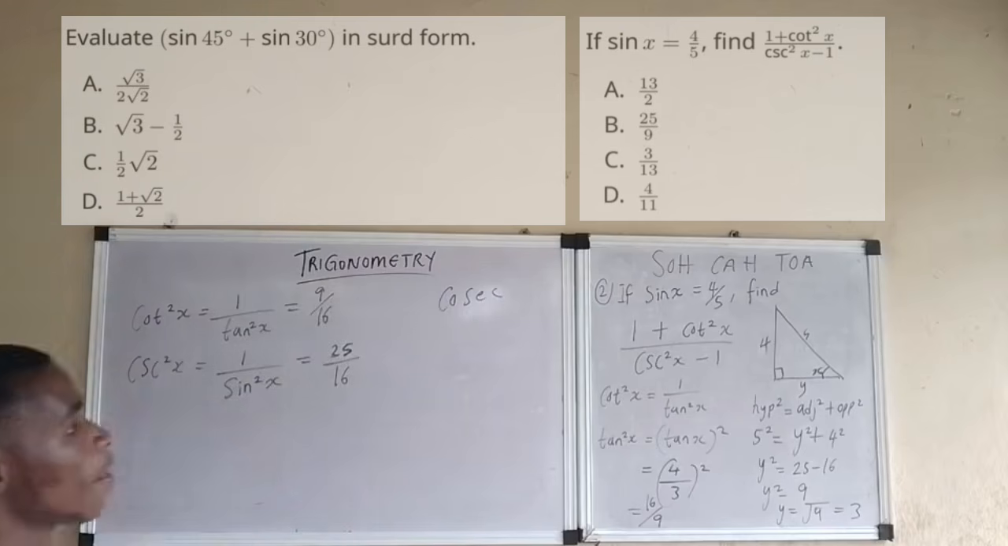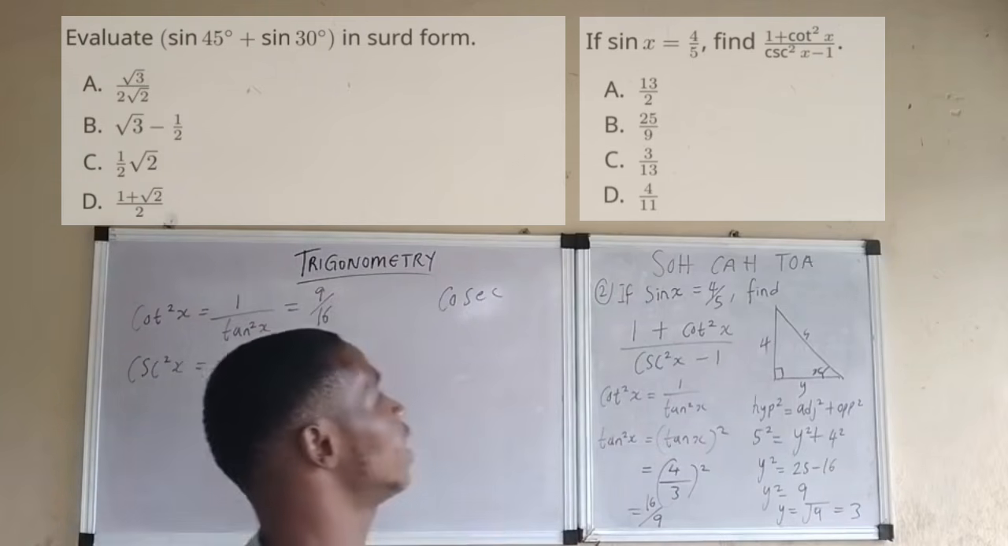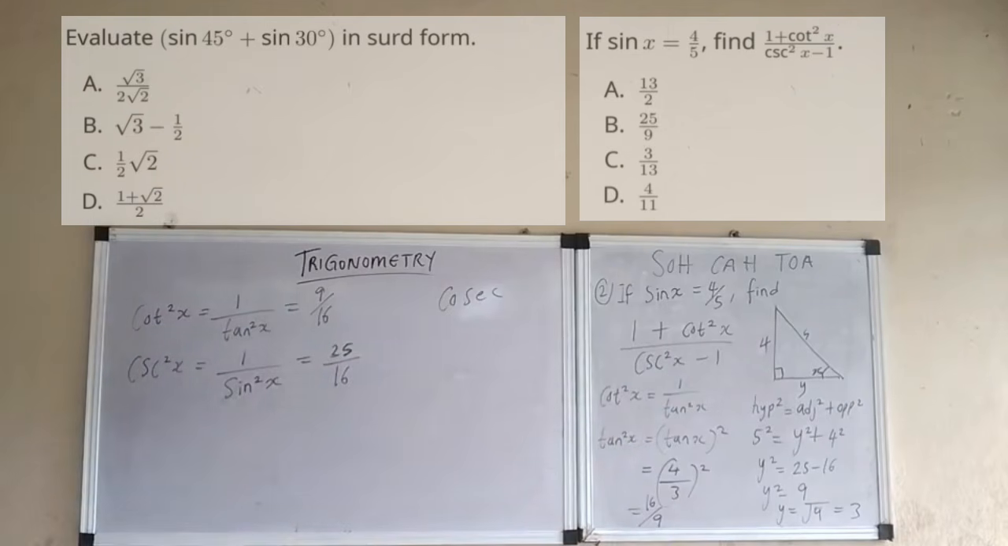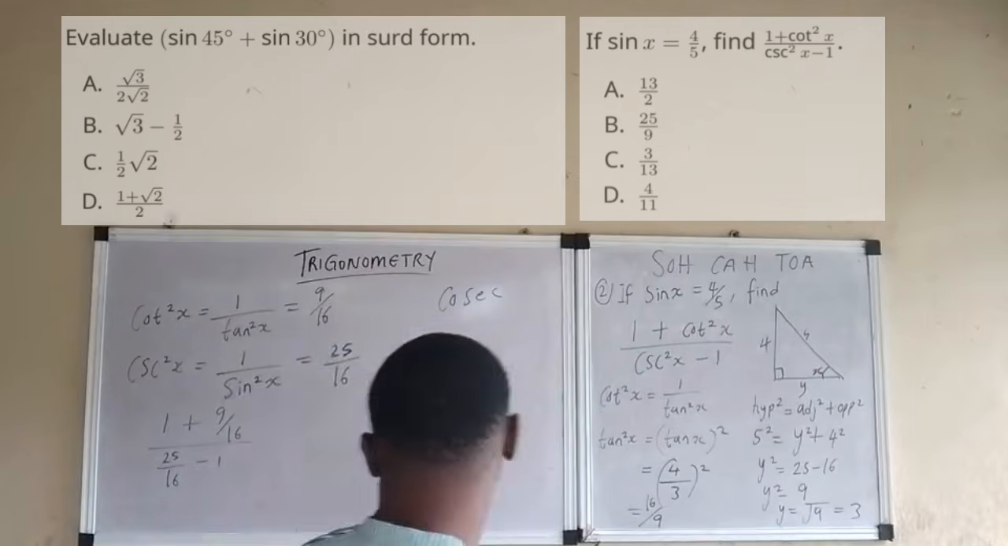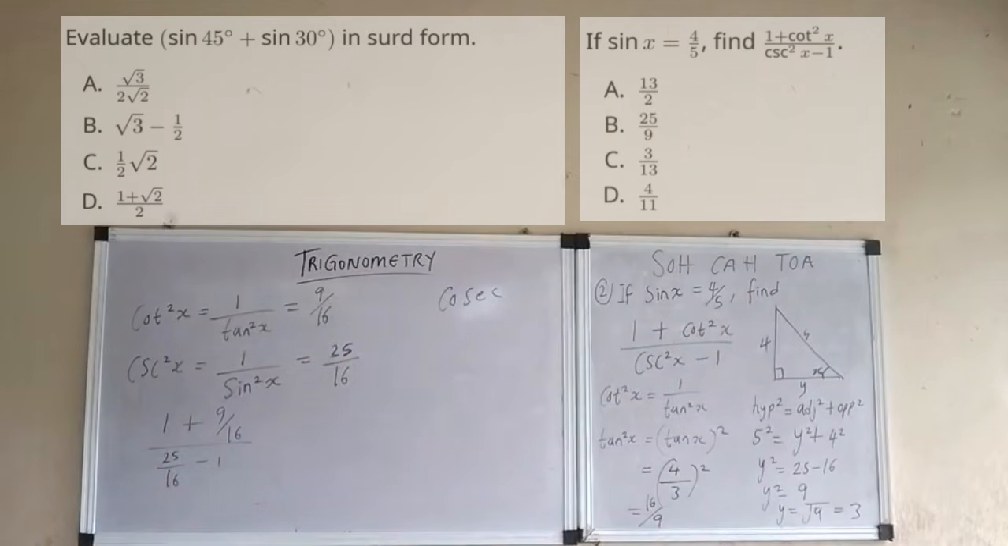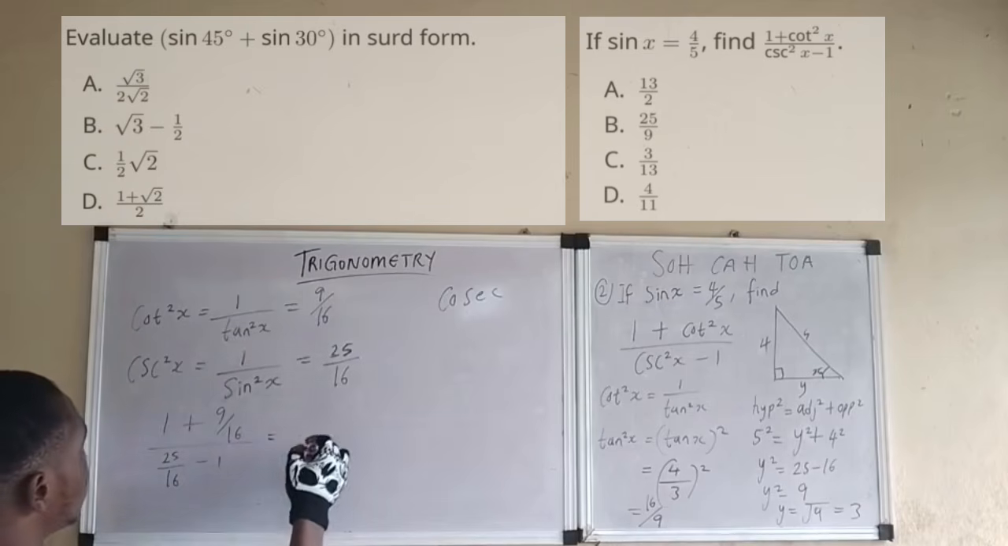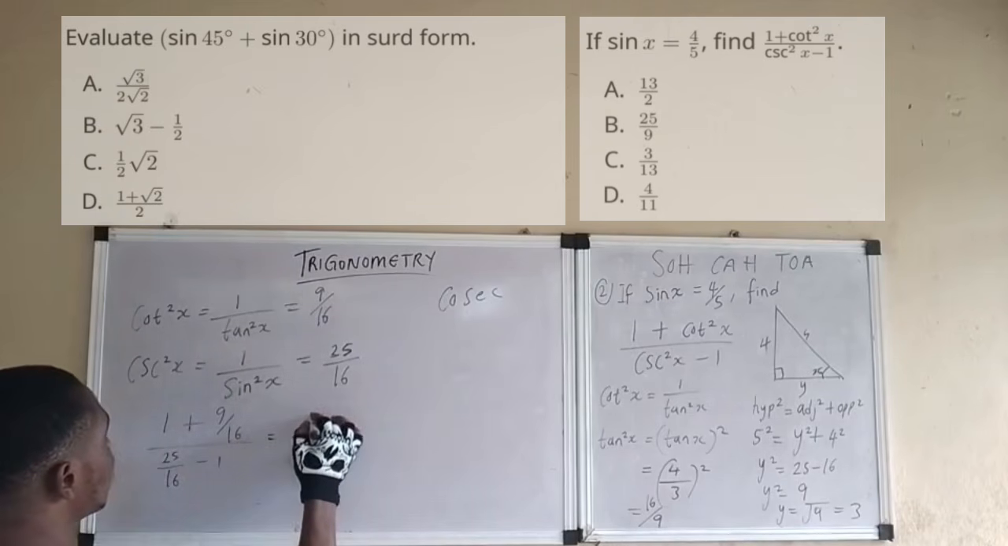Now we have our cosec square x, we have our cos square x. We now have to simplify the whole thing. Okay? So we're having 1 plus what is cos square x? 9 over 16, over 25 over 16 minus 1. Do you understand? So we are going to simplify this gradually. Let's start from the top. Let's start with 1 plus 9 over 16.